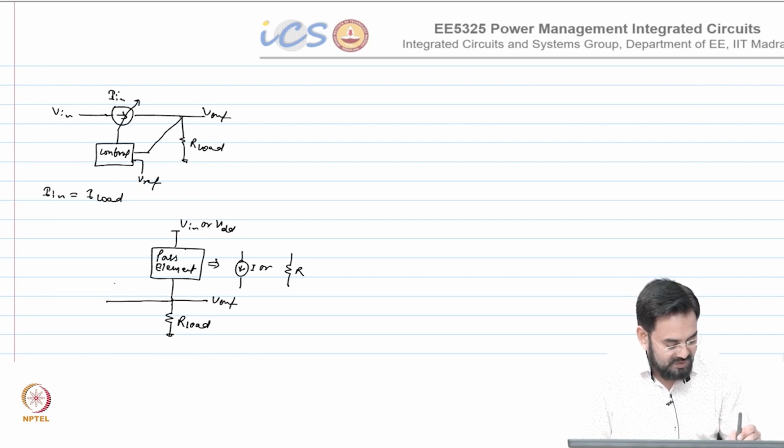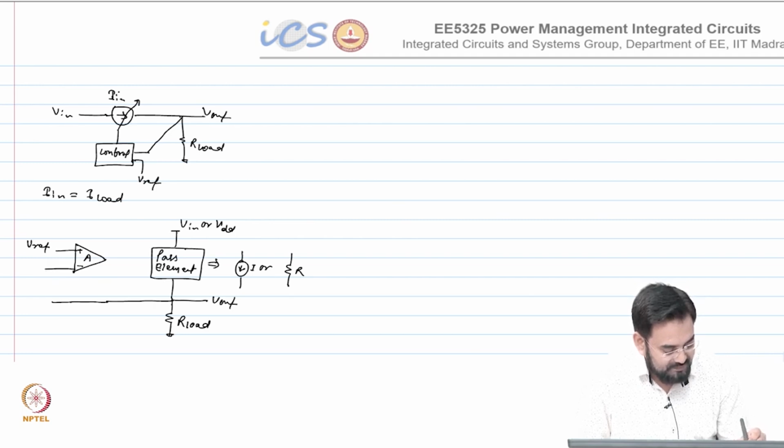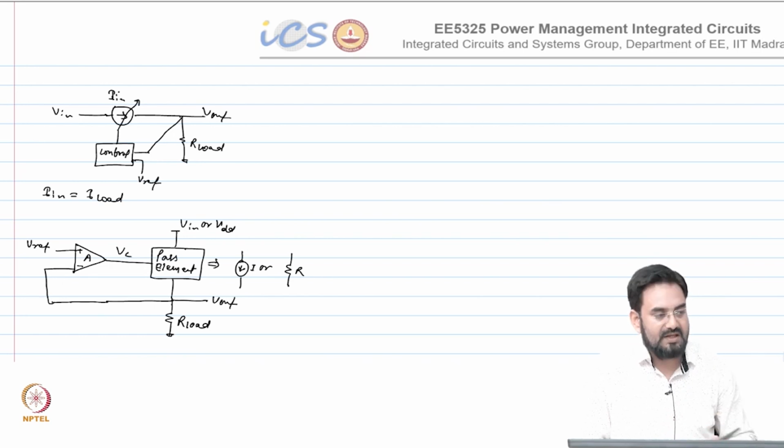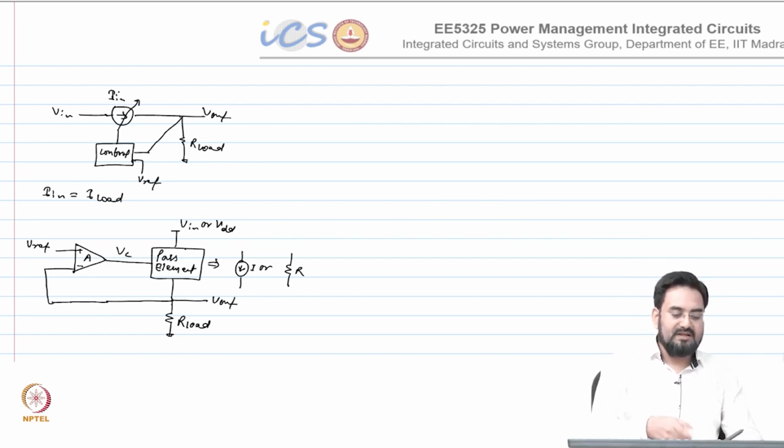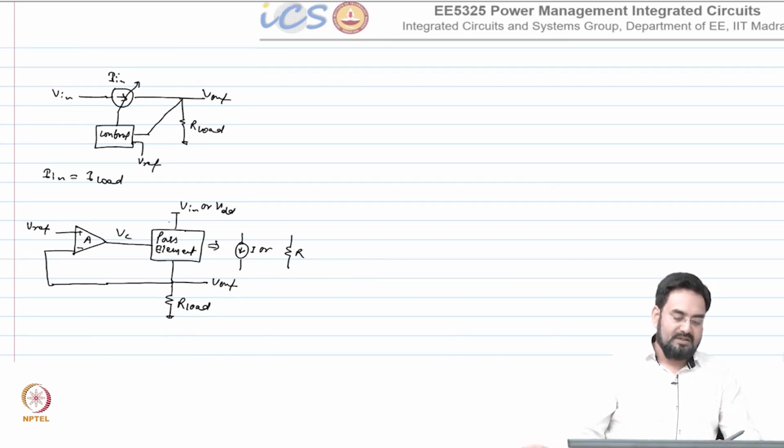What you do, you have a feedback system. This is some high gain amplifier, with negative feedback and V ref. What you get is a control voltage here, Vc, and this will control your pass element, that will in turn control your R or I. Okay.